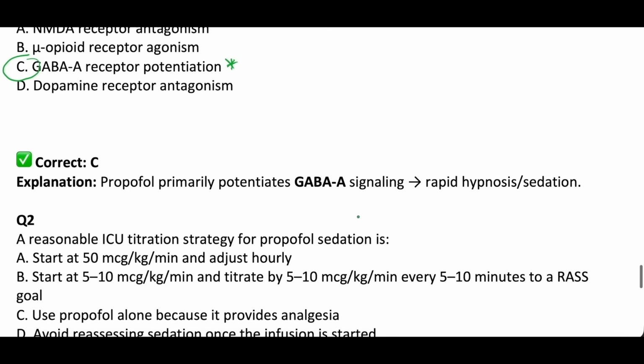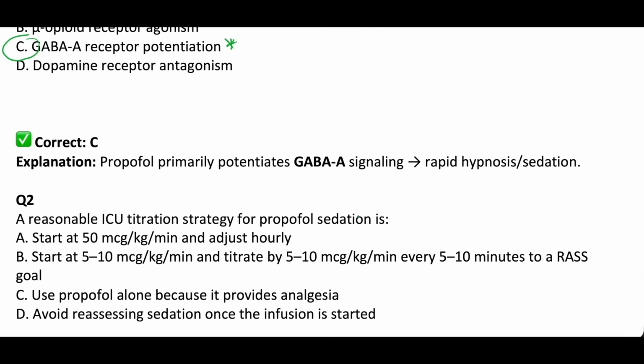Okay, intermediate, question 2. A reasonable ICU titration strategy for propofol sedation is A, start at 50 micrograms per kilogram per minute and adjust hourly. B, start at 5 to 10 micrograms per kilogram per minute and titrate by 5 to 10 micrograms per kilogram per minute every 5 to 10 minutes to a RASS goal. C, use propofol alone because it provides analgesia. D, avoid reassessing sedation once the infusion is started.